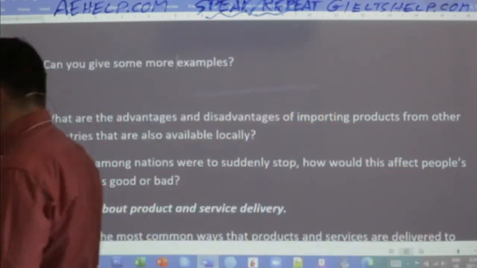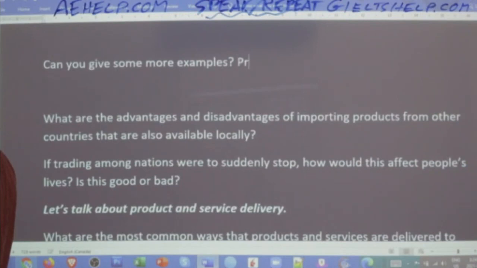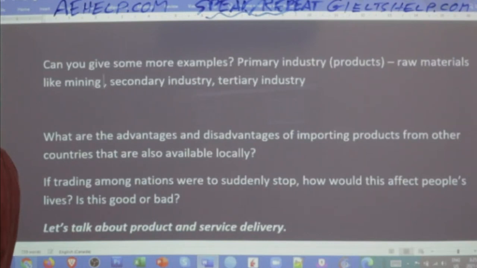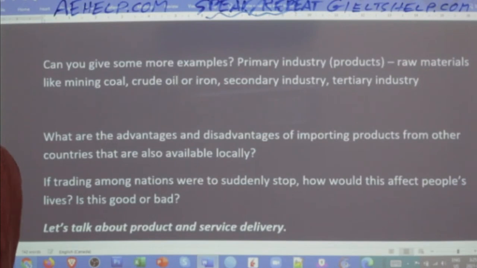Okay. By the way, just so some of you know, there's three levels of industry. So primary industry. And we also call these primary products, secondary industry, okay, and tertiary industry. Okay. Primary industry is raw materials. Okay. Like mining coal or iron, okay, or water or crude oil. Secondary industry is manufactured goods, okay?